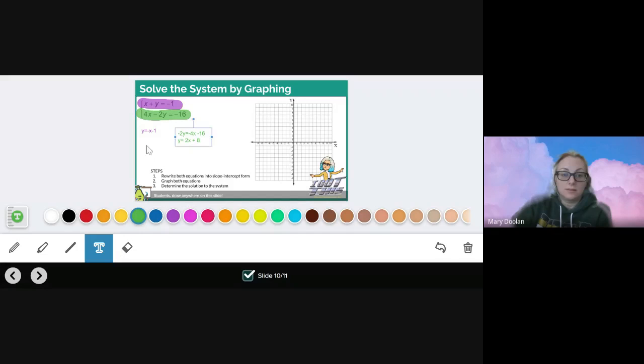All right, so now that I have two equations in slope-intercept form, and even though this one kind of doesn't look like it's in slope-intercept form, we can write it a little bit differently. So instead of just negative x, I can make it negative 1x, okay? And I can think of it as plus -1. I'll just adjust this because you can't see it like that.